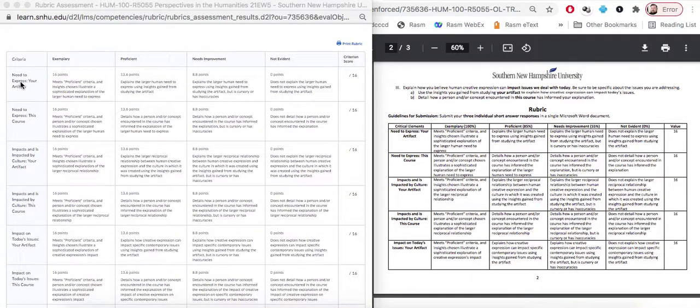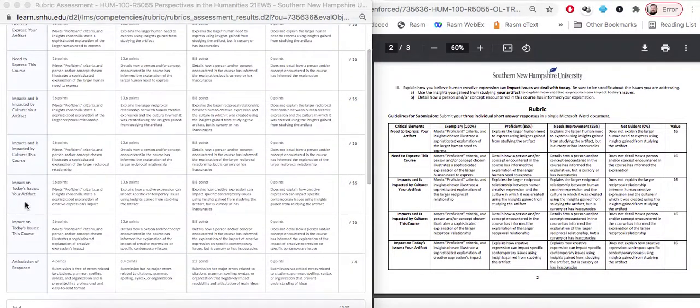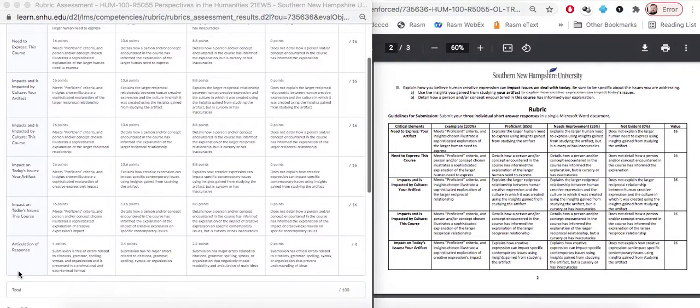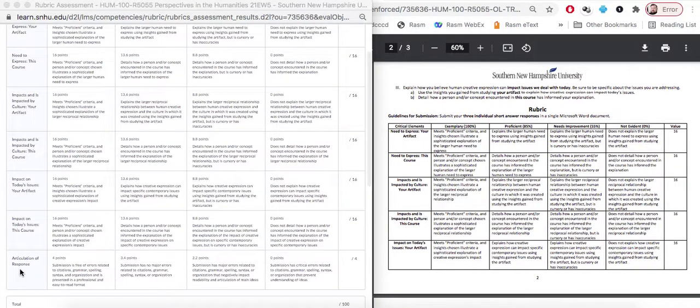So, need to express, your artifact, this course. Impacts and is impacted by culture, your artifact, and this course. Impact on today's issues, your artifact, and this course. And then the way I grade this last category is an articulation of response, and that has to do with how well you wrote those short answers. Was it free of grammar issues and spelling and syntax and organization issues? Was it easy to read?